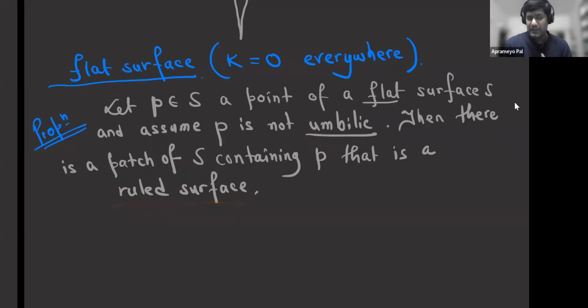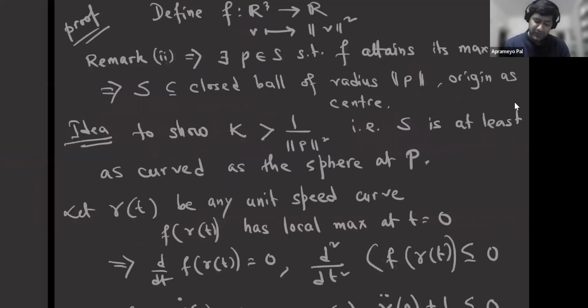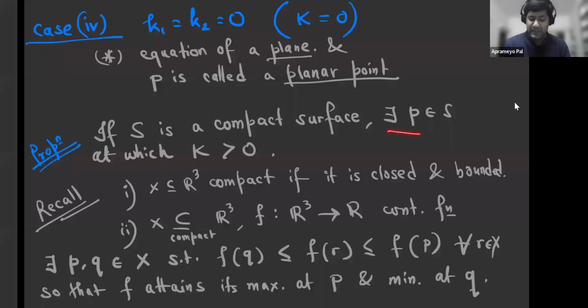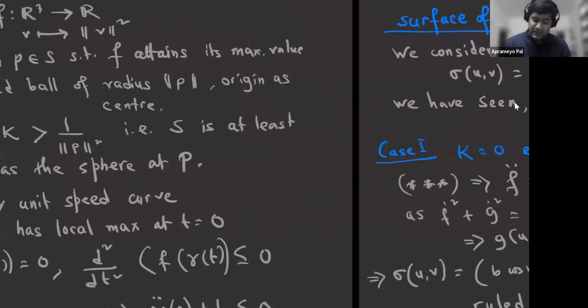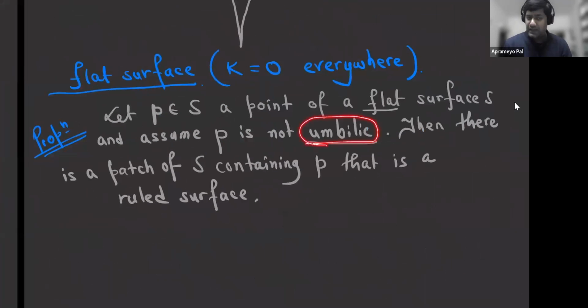And how would you prove this? It's similar to how I proved, for example, that if S is a compact surface, then there is a surface patch which is like a sphere. You just have to use the definition of umbilic, and then show that the equation of the ruled surface is satisfied for the surface patch, and then you are done.